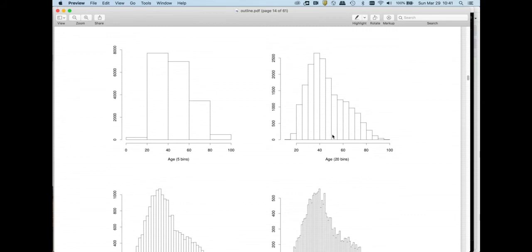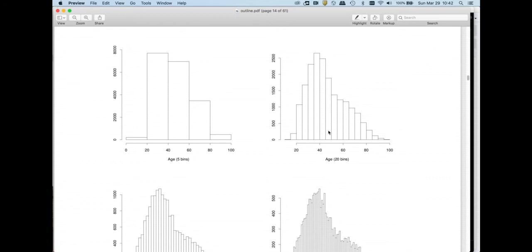The shape of this distribution is said to be right skewed. So what do I mean by right skewed? What I mean is that there's a bit of a long right tail. Okay, so this tail to the right-hand side is longer than the tail to the left-hand side. And so we would call this a right skewed distribution.